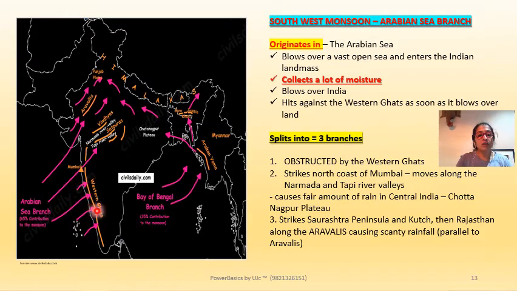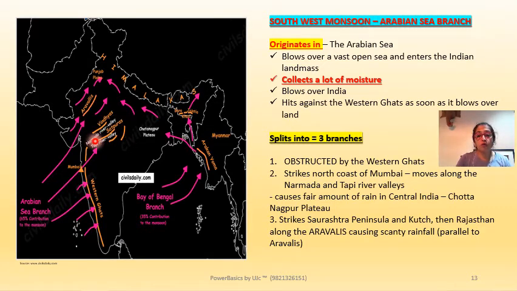It is obstructed by the Western Ghats, and then goes over them. It strikes the north coast of Mumbai. Mumbai is here. The north coast of Mumbai moves along. After it touches the north coast of Mumbai, it moves along the Tapi and the Narmada river valleys. So I put them here. See, the Vindhyas and Satpuras are parallel to it, and the Tapi river valley and the Narmada river valley.